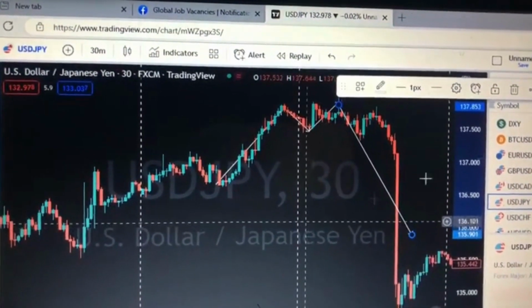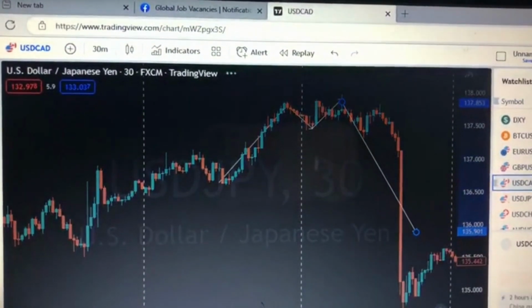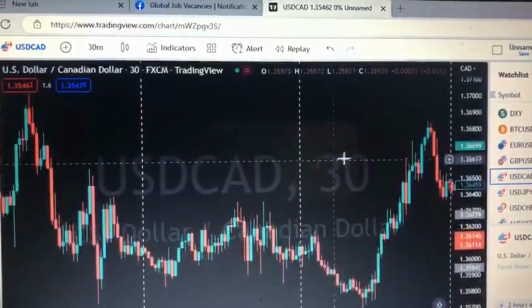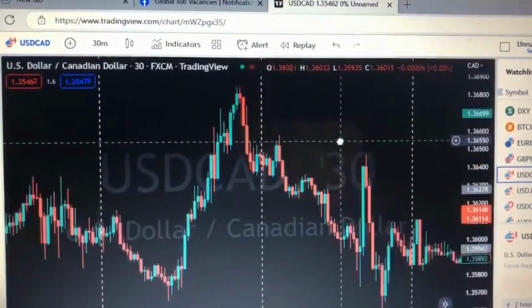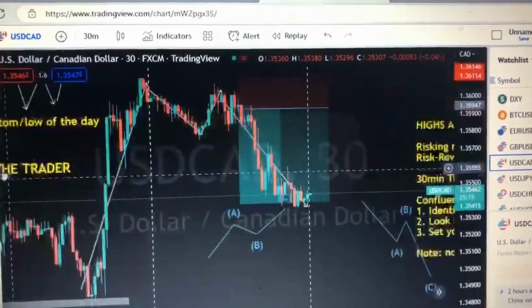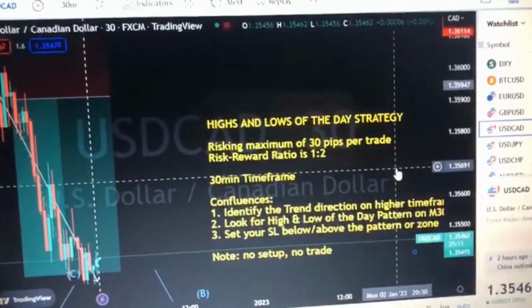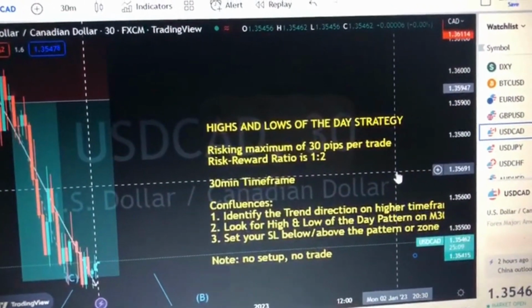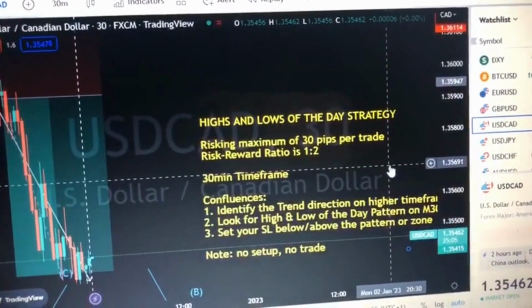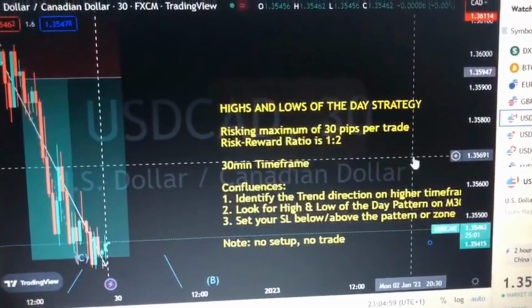So it might not happen every day, but as long as it happens on a daily basis, you kill it. So don't forget the rules. You look for the trend and the direction of the market. You look for the high and low of the day strategy. Then you set your HL below and above. Don't forget, note, no setup, no trade.